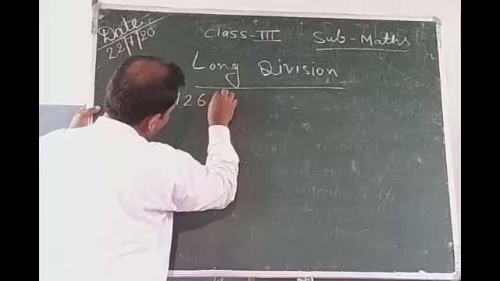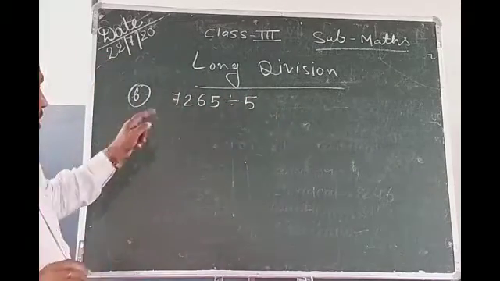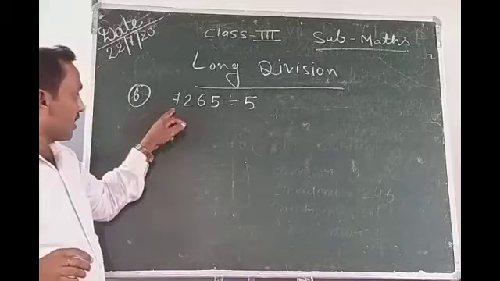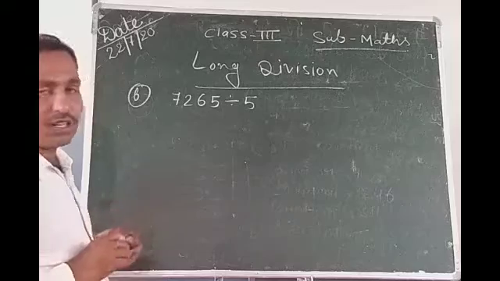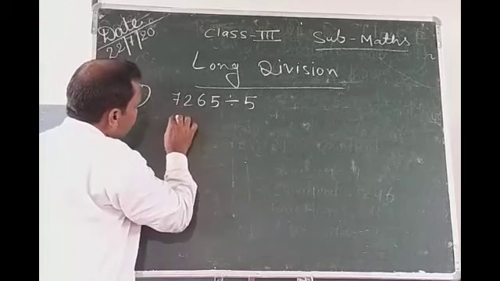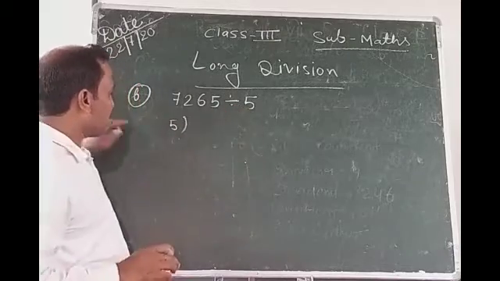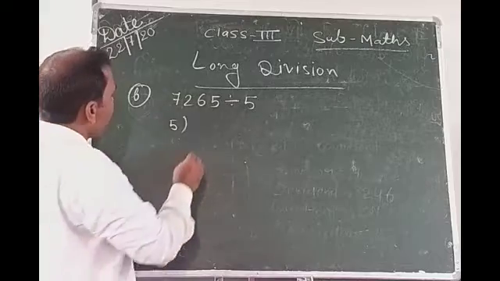7265 divided by 5. Again you divide this question by the process of long division. First you write 5 here, because it is the divisor, and this one is the dividend.